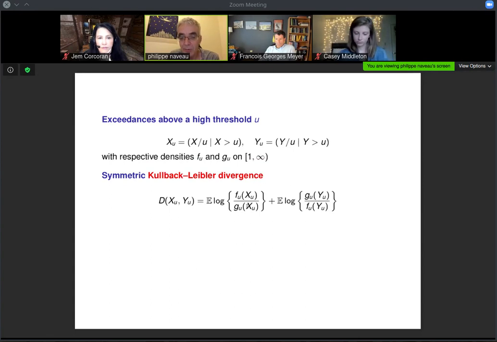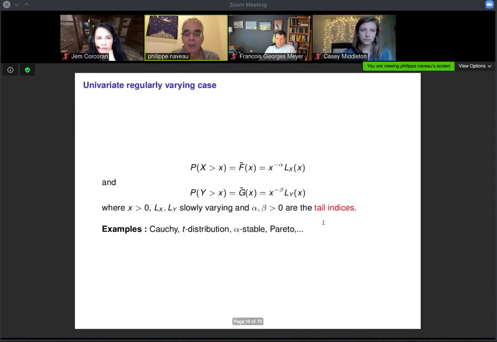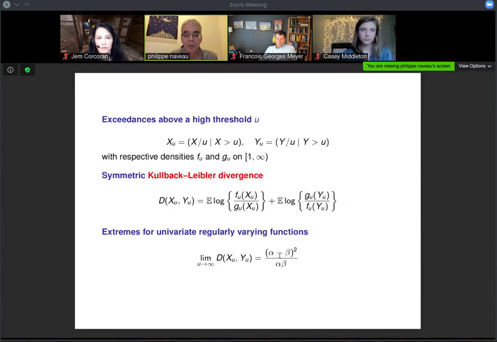In this case, it's exactly the same equation as before, except now we have little u's everywhere. So it's nothing new here, it's just a new notation highlighting the fact that u now has to be large if I want to do extremes. If I go back to my example before, for these two types of distribution, the Kullback-Leibler divergence goes, when u gets large, to this quantity, which is nice because it characterizes the tail index of my two underlying distributions. That's fine, but still this is parametric, just an example here.